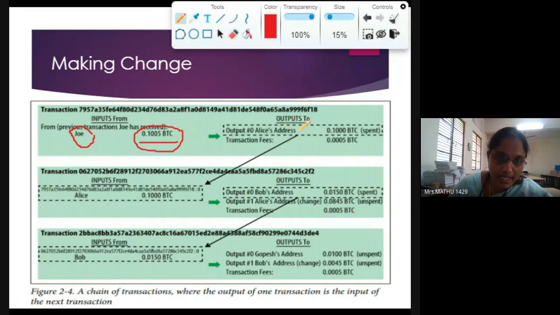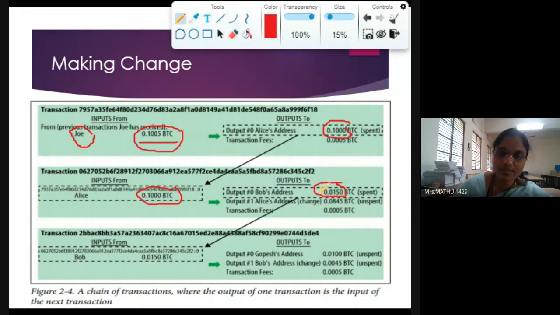Now Alice has got this money, 0.1 Bitcoins, so this is her input now. The output in one transaction becomes the input for another transaction. So this becomes the input for Alice, and she is going to give to two addresses. As we have seen in the previous slide, one she wants to spend to Bob. To Bob she wants to send 0.015 Bitcoins. So the remaining she will have is 0.085 Bitcoins.